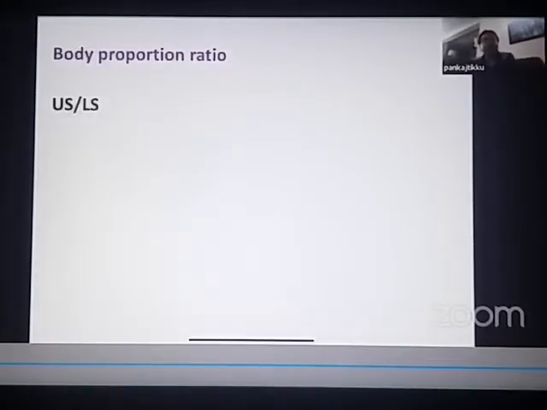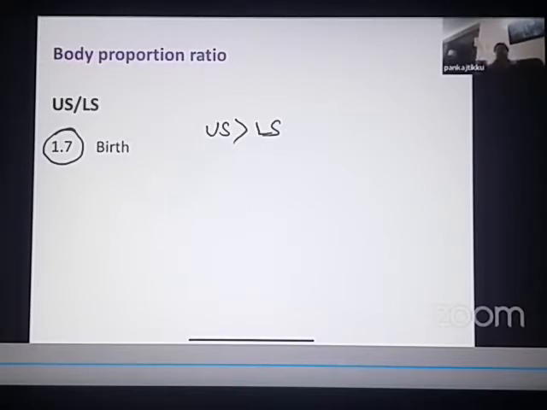How does the upper segment to the lower segment ratio change with age? So this is for knowing proportionate and disproportionate short stature. Remember, the upper segment to lower segment ratio is 1.7 at birth. That means the upper segment is more than the lower segment at birth. But after birth, the lower segment starts growing very fast, so the ratio goes on decreasing.